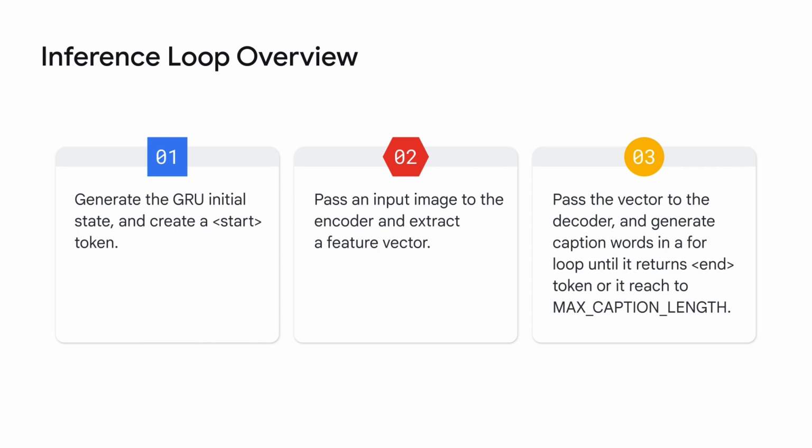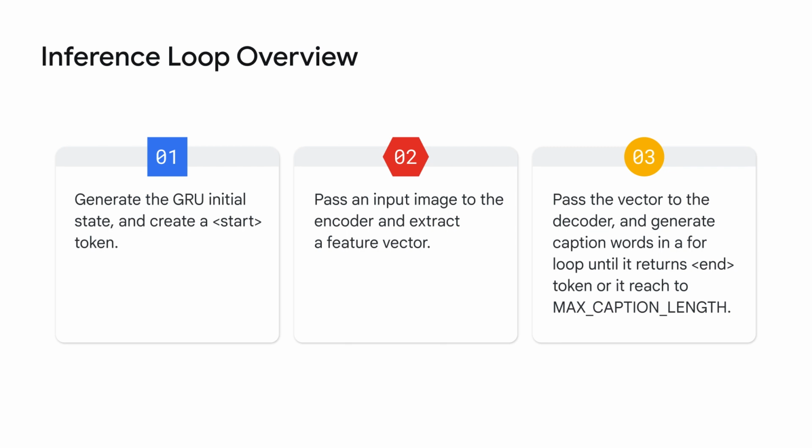Number two, pass an input image to the encoder and extract the feature vector, as we discussed. And number three, pass the vector to, this time, the decoder, and generate a caption word in the for loop until it returns the end token, or it reaches the max caption length, which is just a hyperparameter specifying some number like 64. And in this for loop, we define all the procedures of caption generation by calling the decoder autoregressively.